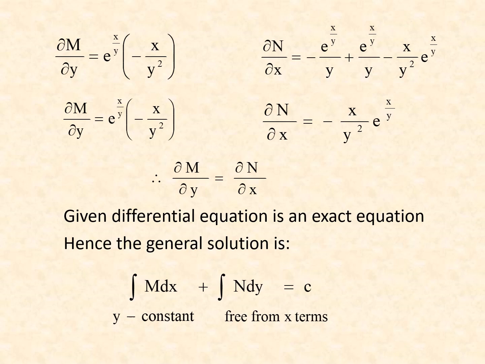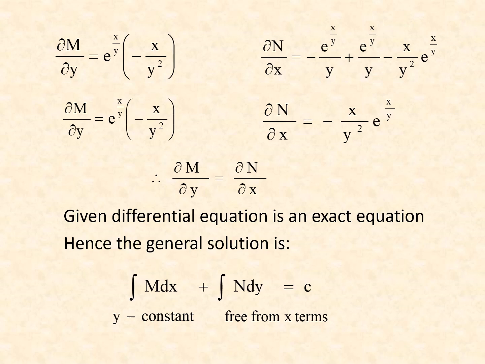Next line, dou m by dou y is equal to e to the power of x by y into minus x by y square. Write down this value as it is. Coming to the n function, dou n by dou x is equal to, here we are left with only minus x by y square into e to the power of x by y. What happened is these two terms get cancelled.